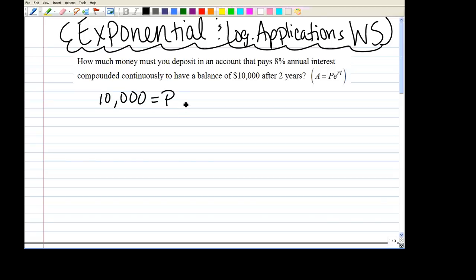We're looking for P. There's e. Our rate is 8%, so we're going to put that as 0.08, and our time is 2. So we have 10,000 equals P times e to the 0.16. And then to solve for P, we'll divide both sides by e to the 0.16.